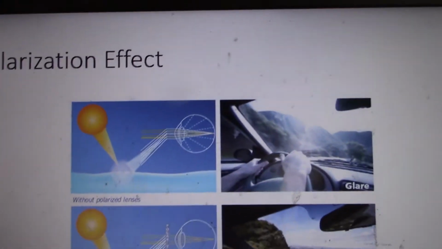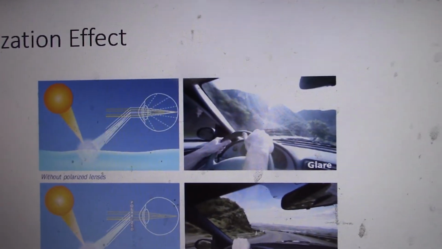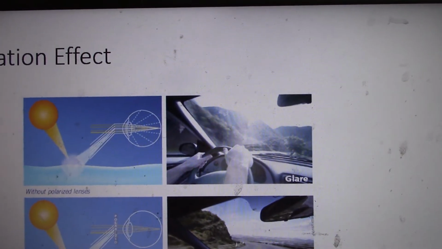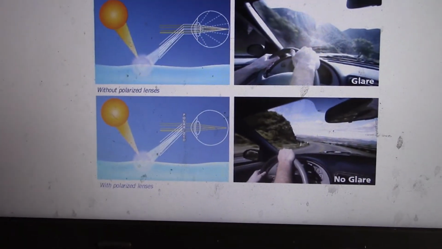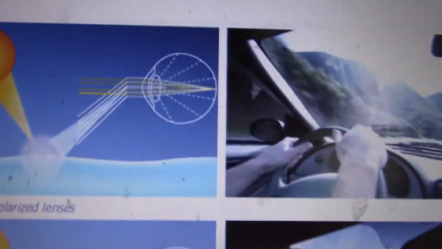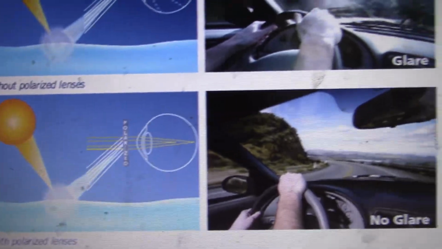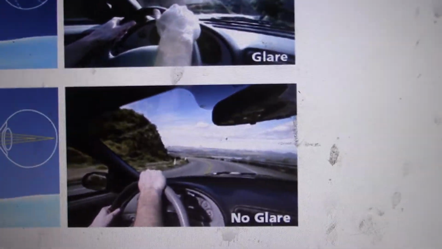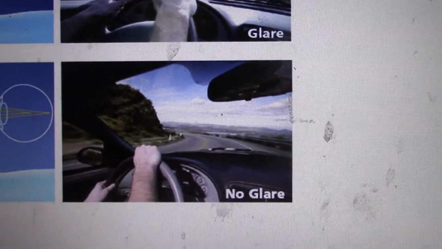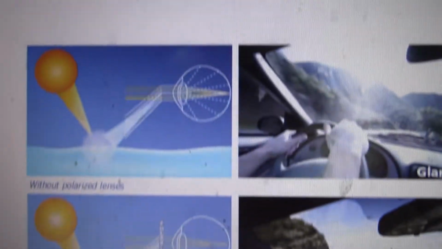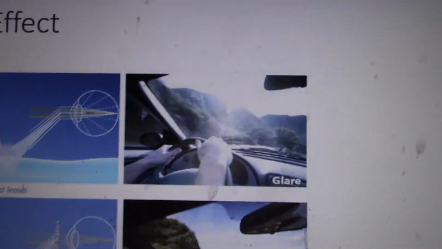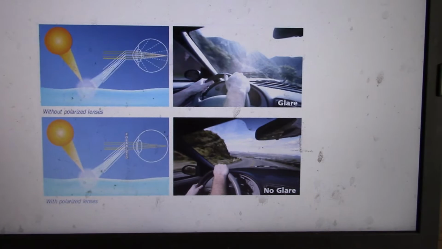Right, so this shows the polarization effect. Without polarized lenses, you get that extra glare. And then with polarized lenses, you can block out half of the waves, because one part of the wave is traveling in a perpendicular orientation. Okay, so polarized lenses are important for that as a result.